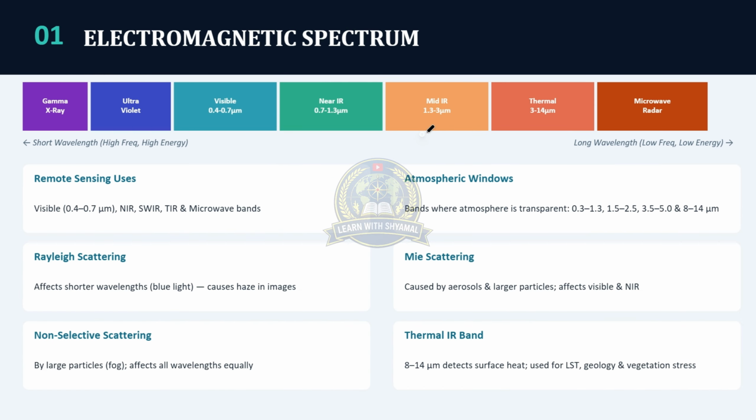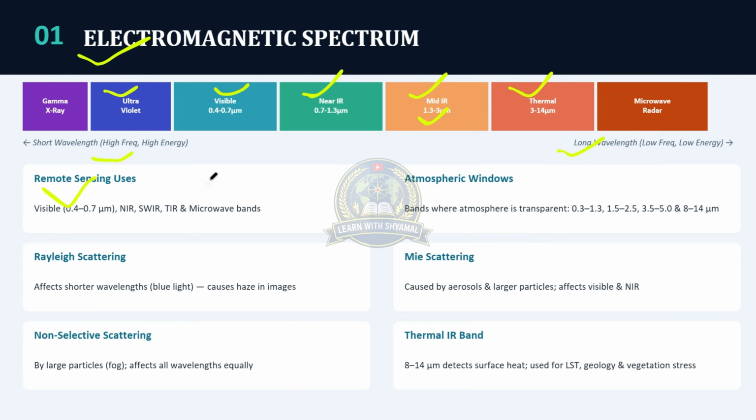First of all, the electromagnetic spectrum: gamma, X-ray, ultraviolet, visible, that means 0.4 to 0.7 micrometer wavelength, near infrared 0.7 to 1.3 micrometer, mid infrared 1.3 to 3 micrometer, thermal 3 to 14 micrometer, and microwave radar. The first ones are short wavelength with high frequency and high energy. These are long wavelength, low frequency and low energy.